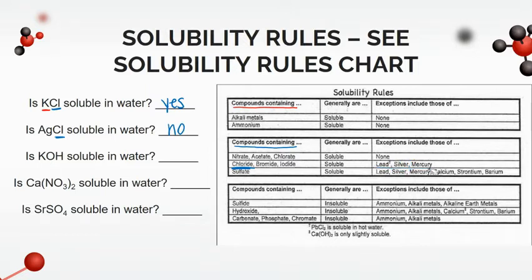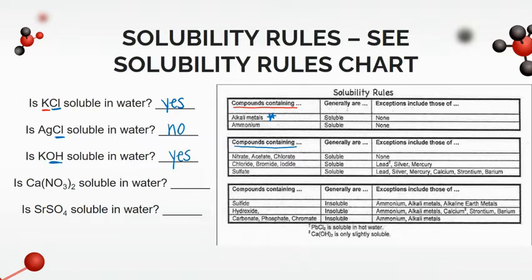Let's try another example. Is KOH soluble in water? So we see that K again. So we could use the alkali metal rule, that alkali metals are soluble with no exceptions. That would help us say, yes, potassium hydroxide is soluble. But let's also look at this hydroxide.